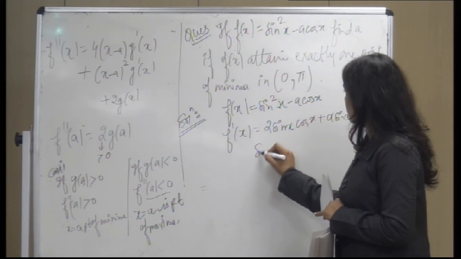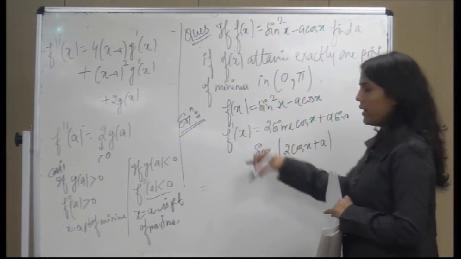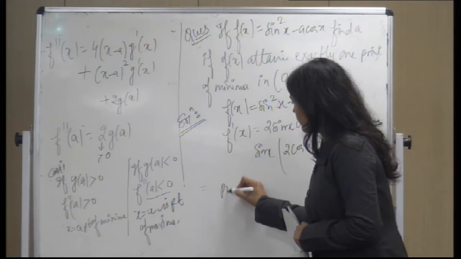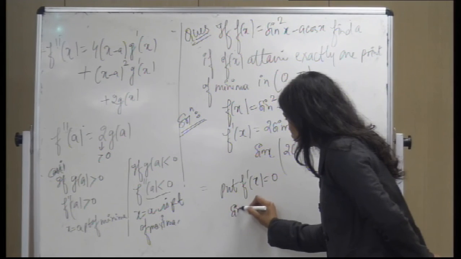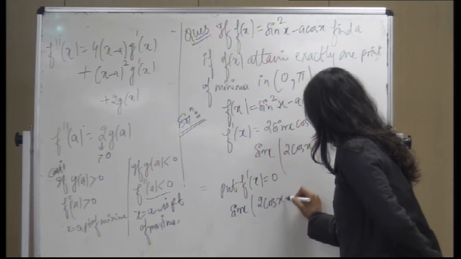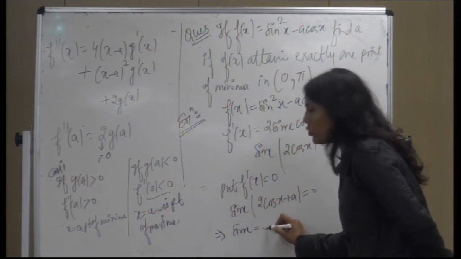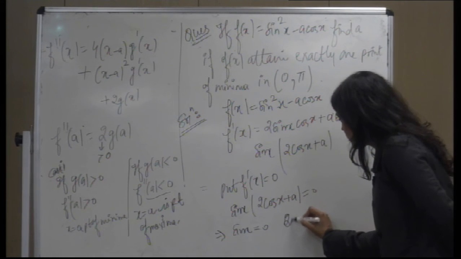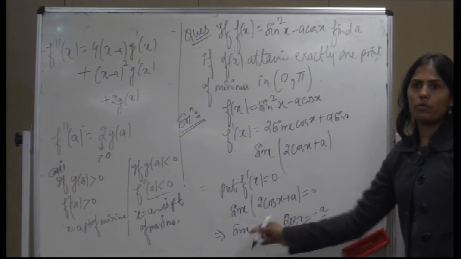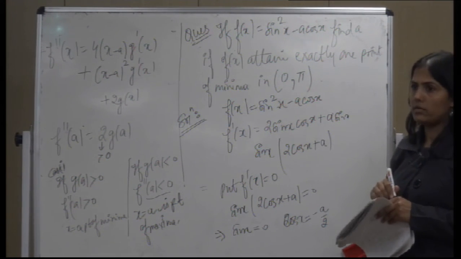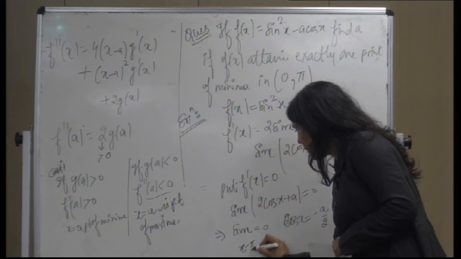So sin x I can take out common. So I am left with 2 cos x plus a. Now I have to equate it to 0. So put f dash x equal to 0. So sin x, how many values this time am I getting? So this implies sin x equal to 0 and then cos x equal to minus a by 2. Fine. So sin x equal to 0, how many values? 1. Which one? Pi by?